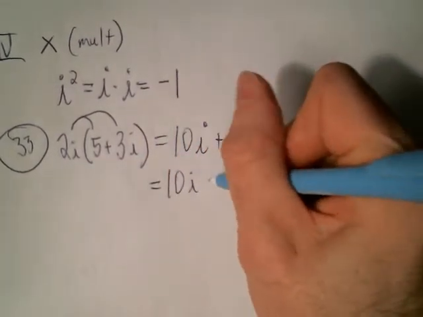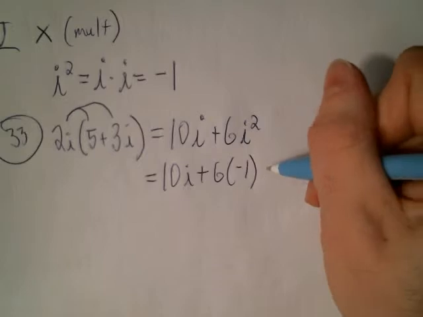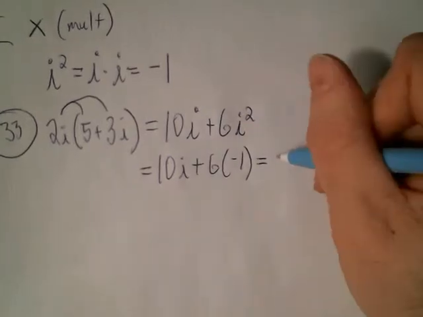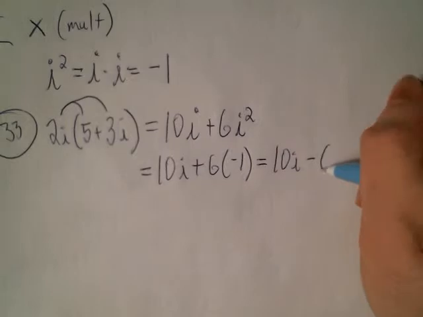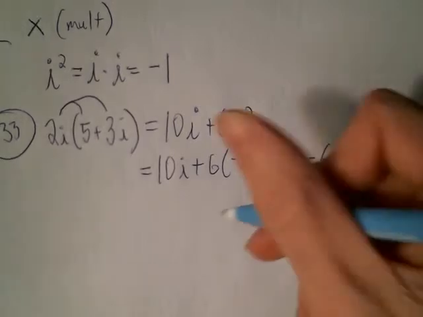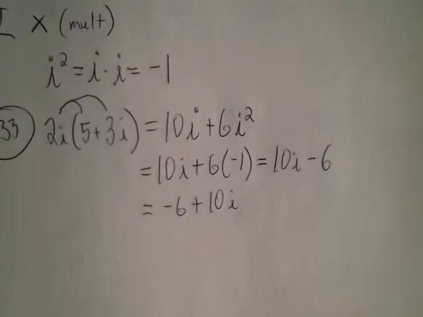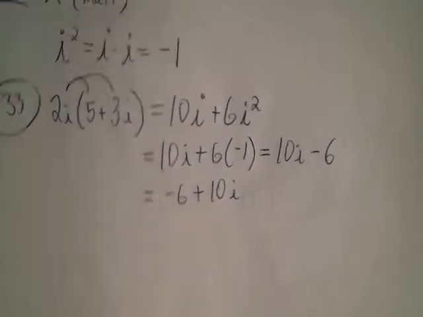So this would be 10i plus 6 times -1. So you'll have 10i minus 6. And in general, you want to put it into the real plus the imaginary part. So we're going to rewrite it as -6 plus 10i. So it's kind of like when you're writing your polynomial in standard form, you don't write 3x plus 2x squared plus 5. It's 2x squared plus 3x plus 5. Okay, so there's a standard order for writing this. And it's with the imaginary part second.